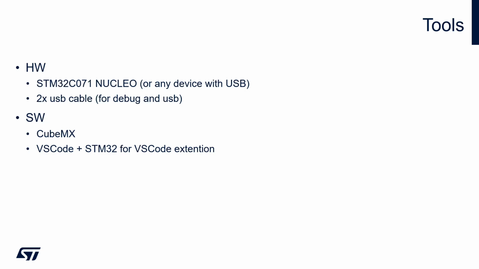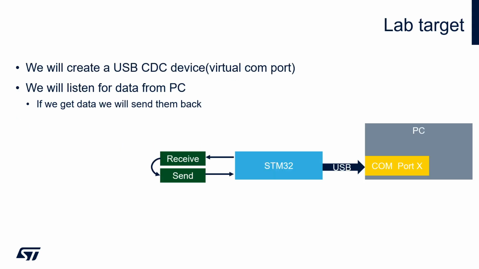In my case, I will demonstrate it on the STM32C071 Nucleo board, but any STM32 with the USB connector can be fine. For this, we will need two USB cables, one for the debug and a second for the USB, which we'll use to send and receive the data. For the software, I will use CubeMX to generate the code. And then I will use VS Code with the STM32 VS Code extension for debugging and compiling the code.